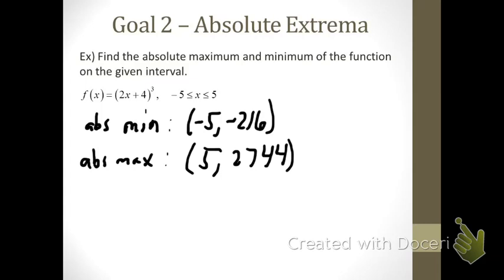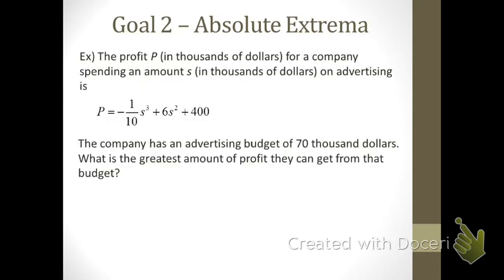Check this out. Well, it's complicated, but it's not all that bad, actually. The problem says that the profit P in thousands of dollars for a company spending an amount S in thousands of dollars on advertising is given by the function P equals negative 1/10 S cubed plus 6S squared plus 400. All right, so we're dealing with profit P in thousands of dollars, and we're dealing with the amount spent on advertising S in thousands of dollars as well.